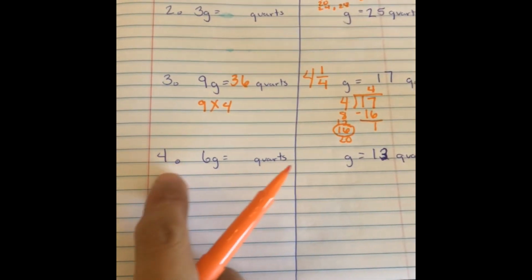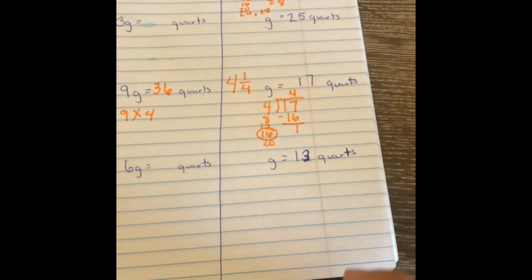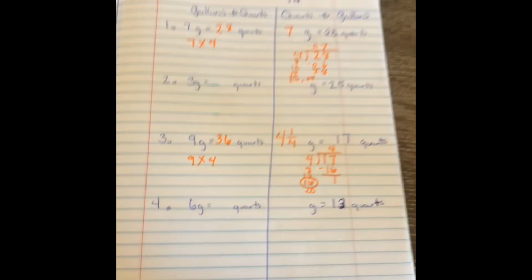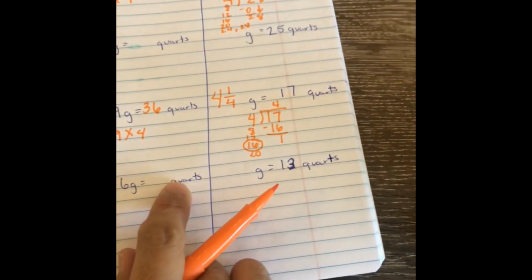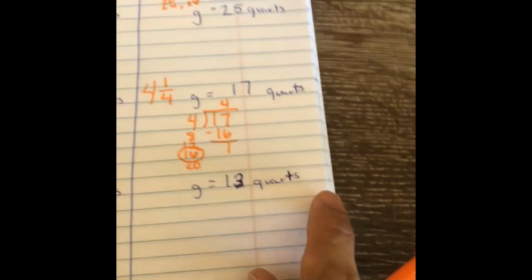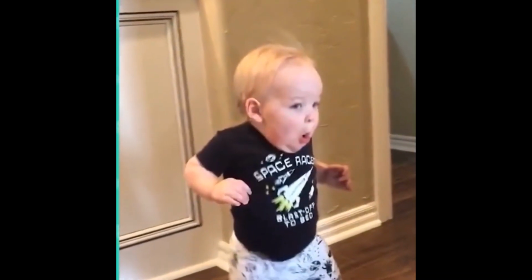All right, go ahead and complete number 4. You're gonna get 6 gallons into quarts, and then you're gonna get 13 quarts into gallons. Remember to do the correct operation. If you're going from gallons to quarts, it is multiplying, and if you're going from quarts to gallons, it is dividing. But wait, there's more.